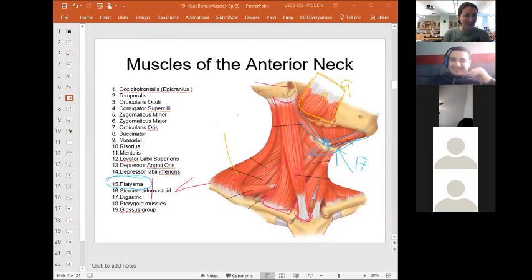Yeah, and there's really only a couple here. The masseter, the digastric, sternocleidomastoid, and platysma, of course, we can't see, but we know it's there. And it's not on any of the models either, which is kind of a bummer. That is a bummer. Excellent. Thank you very much.